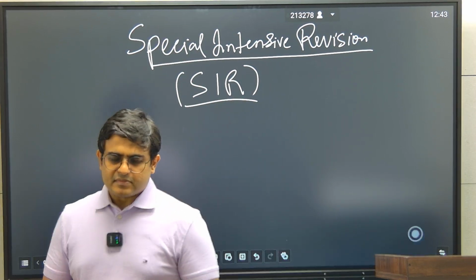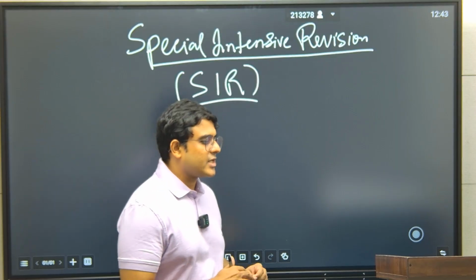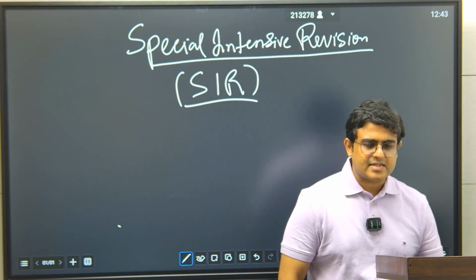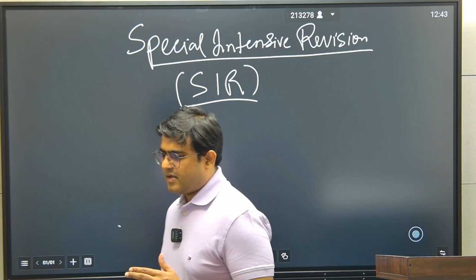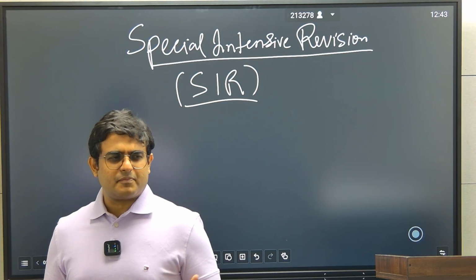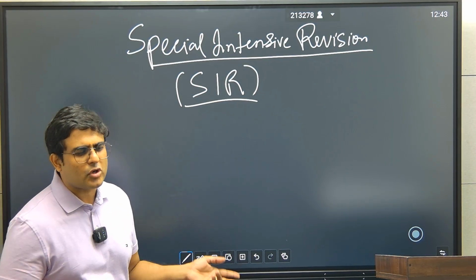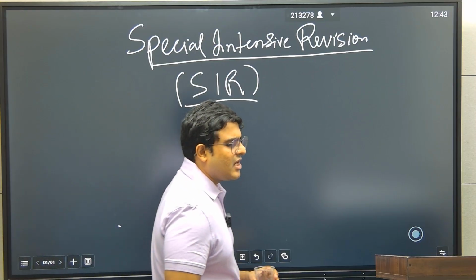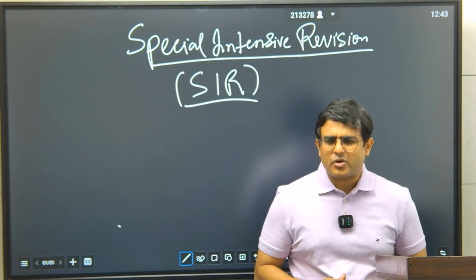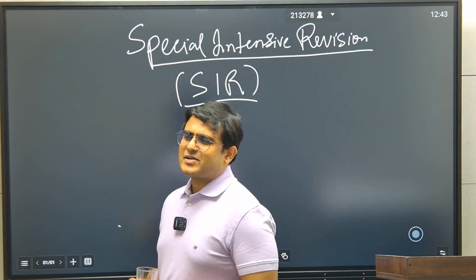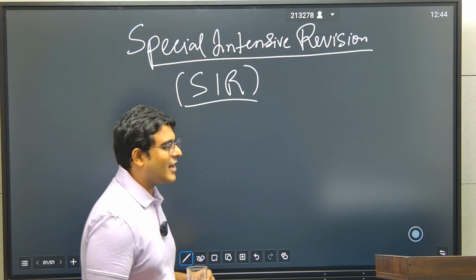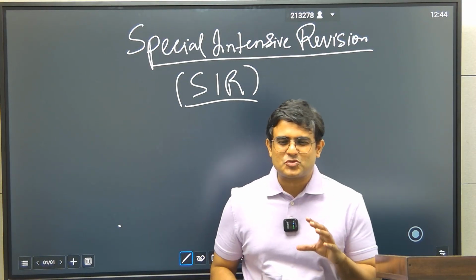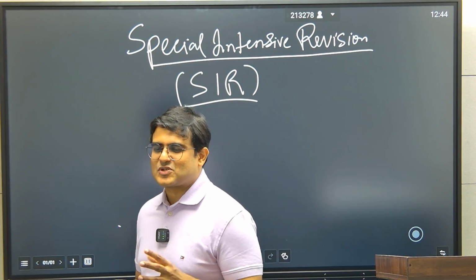Then we'll talk about some challenges of this entire exercise, analyzing the various dimensions this SIR exercise throws up, be it administrative challenges, democratic challenges, social challenges, technological challenges, political challenges, and even international relations. Yes, this is a GS2 topic, but we'll try to connect it with ethics also.